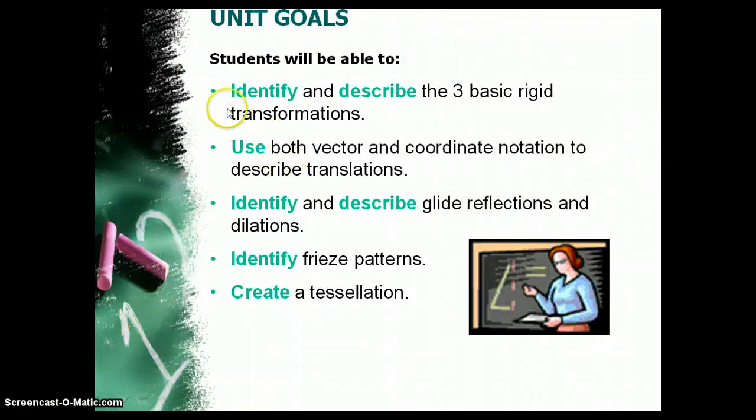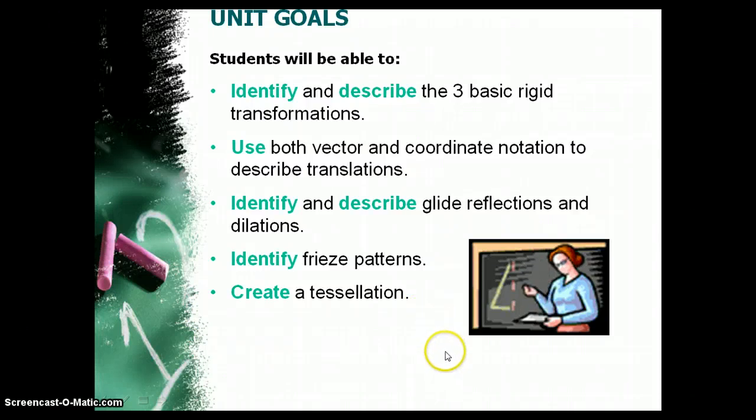The unit goals include students being able to identify and describe the 3 basic rigid transformations, being able to use both vector and coordinate notation to describe translations, to be able to identify and describe glide reflections and dilations, and also frieze patterns, and finally for the students to create their own tessellation.